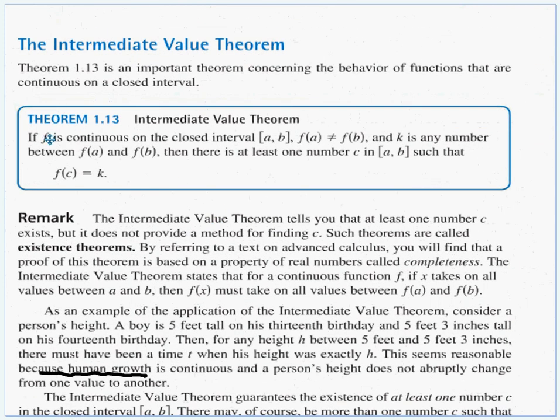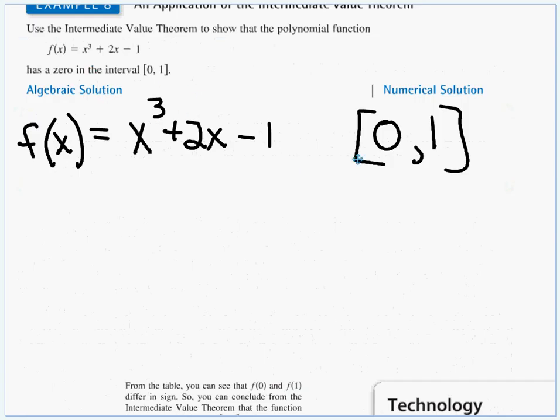So first, to make sure we can apply this theorem, there it is. We must be continuous on a closed interval. Our endpoint values must be at different heights. So we are in a closed interval, they told us. The function itself is continuous. It's just a polynomial.